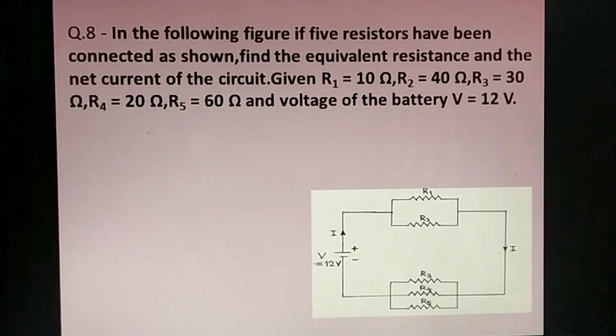In the following figure, 5 resistors have been connected and shown. See this figure also, find the equivalent resistance and the net current of the circuit. So what are the values given? R1 is equal to 10 ohm, R2 is equal to 40, R3 is equal to 30, R4 20, R5 60 ohm, and voltage of the battery V is equal to 12 volt.